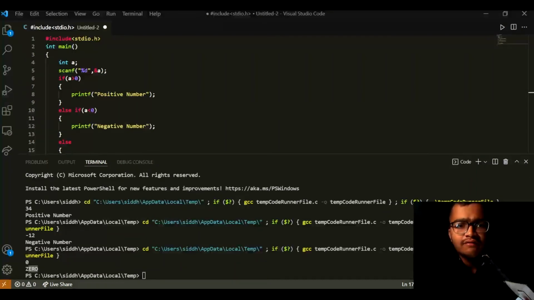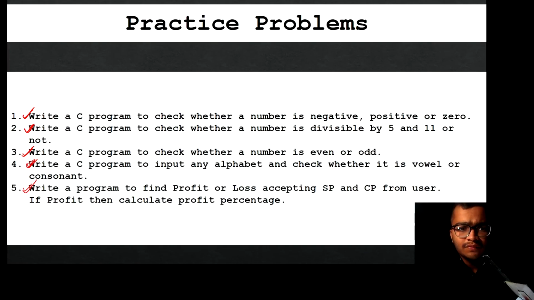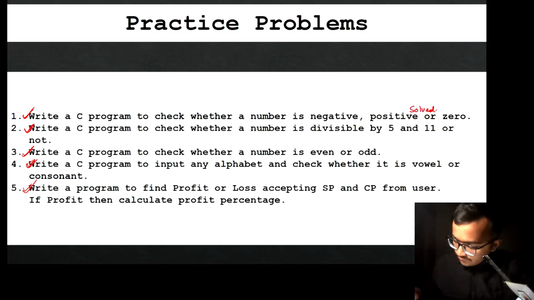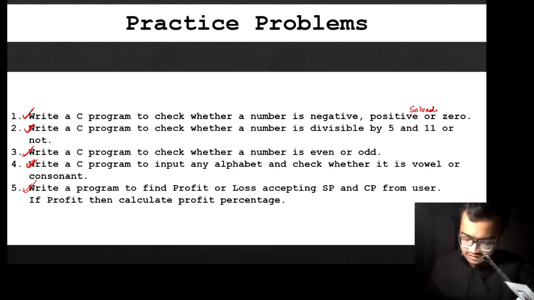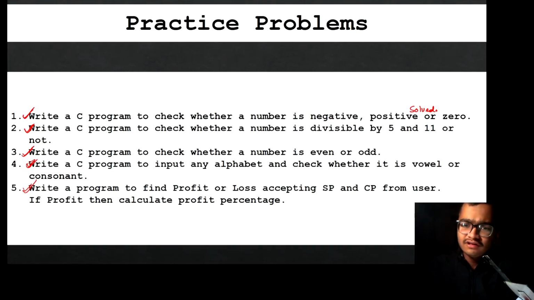For the next question we have in the theory. So the first question is solved. So I can put it is solved. Okay, let's write here solved. Next we have write a C program to check whether number is divisible by 5 or 11. This is also very simple. So we are going to VS Code.